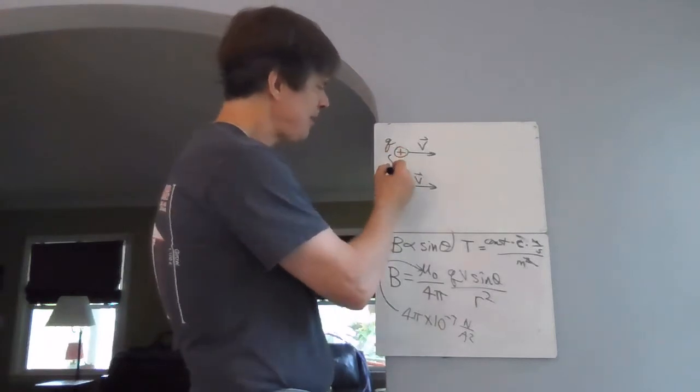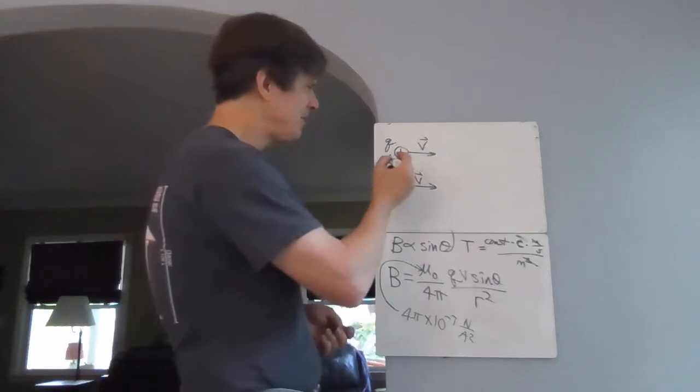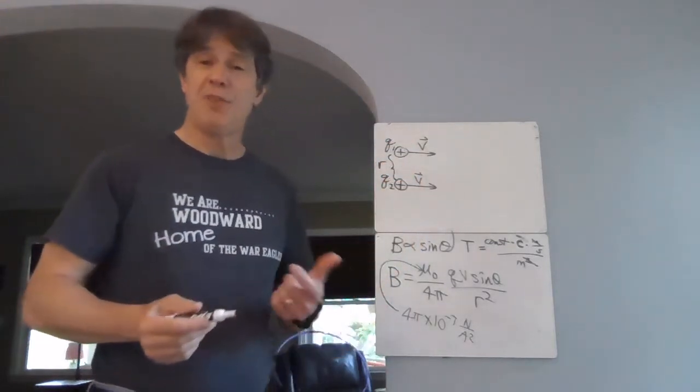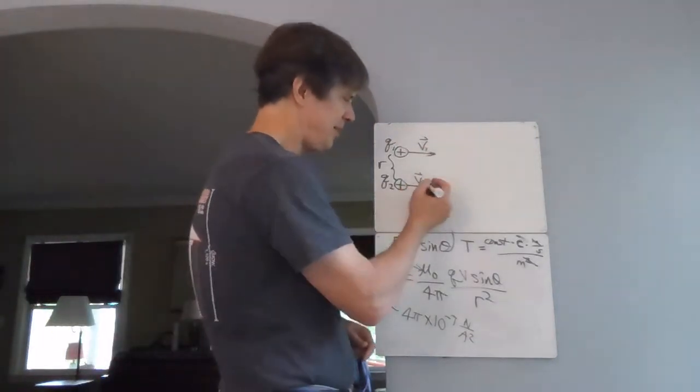Anyway, so they're separated by a distance r. So the first thing I'm going to do is call them something. I'll call this q1 and this q2. Now they could be moving at speeds v1 and v2. I'll probably make them the same, but for the moment I'll give them different names.